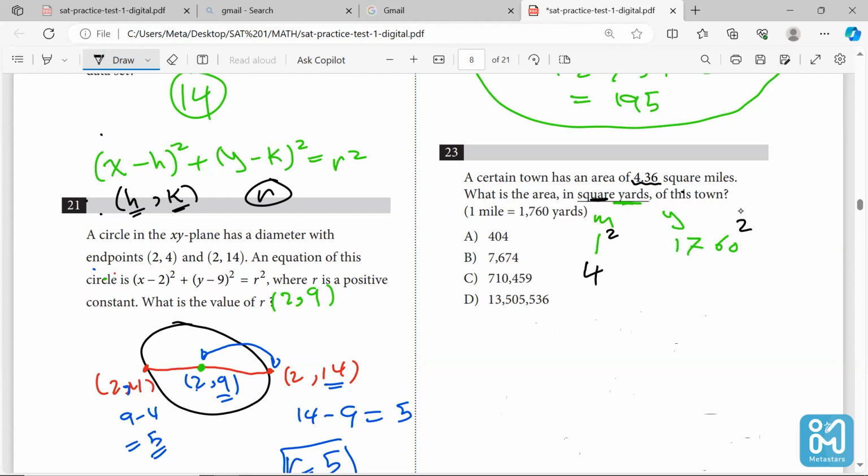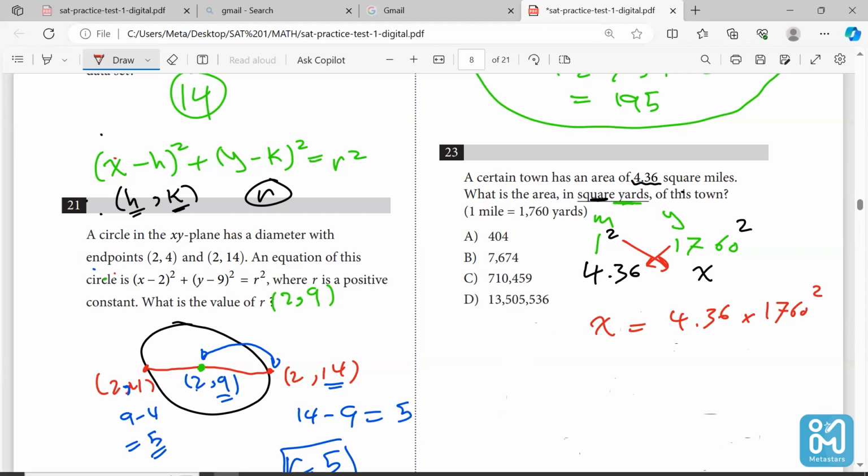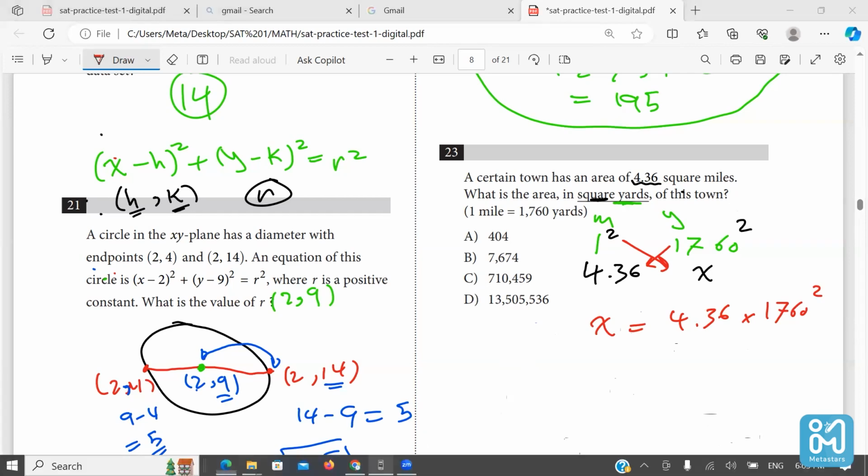So I will put here 4.36, and here it's going to be x. So let's do the cross multiply. I have x equal 4.36 times 1760 squared. Let's do it in the calculator. I think the answer is going to be a huge number, maybe C or D. Let's take the correct answer.